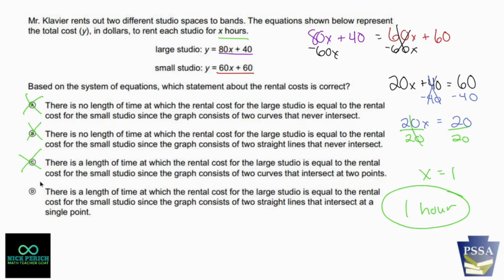y equals mx plus b. There is a length of time at which the rental cost for the large studio is equal to the rental cost of the small studio, since the graph consists of 2 straight lines that intersect at 1 single point. I did way too much. Basically, you're just looking at this and saying, you're a straight line, and you're a straight line, and you're going to intersect. Well, I wasted some time there.